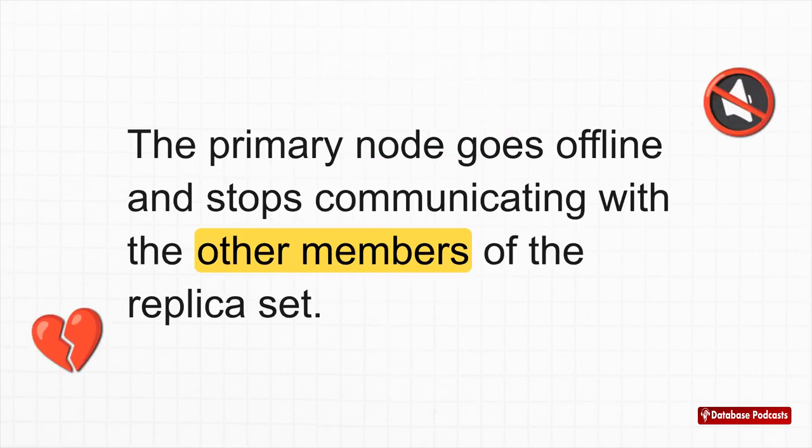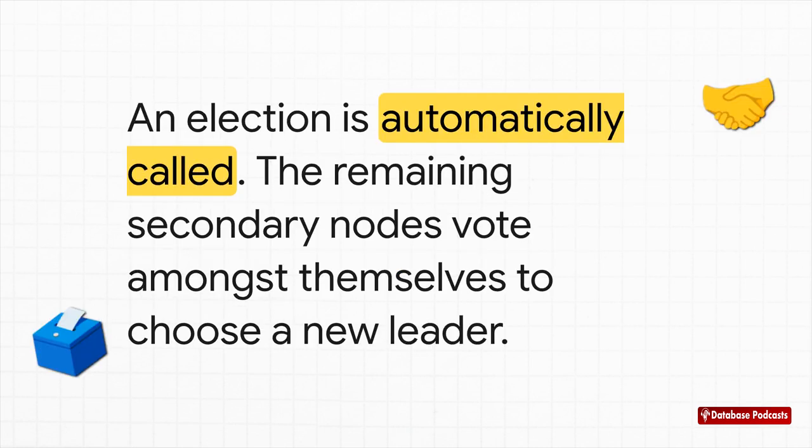The instant that primary server goes offline, it stops sending out its regular little "I'm okay" signal, its heartbeat, to the rest of the team. The secondary nodes pretty quickly notice that their leader has gone completely silent. And this is where the magic happens. The secondaries don't just sit around waiting. They immediately call for an election.